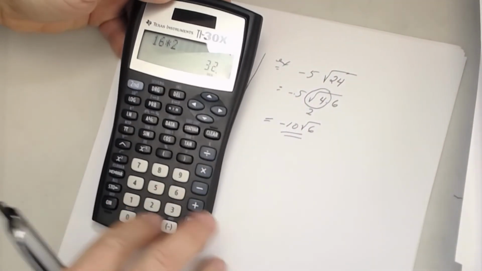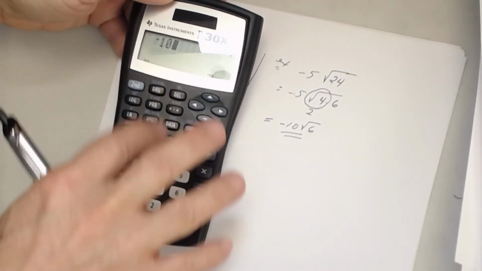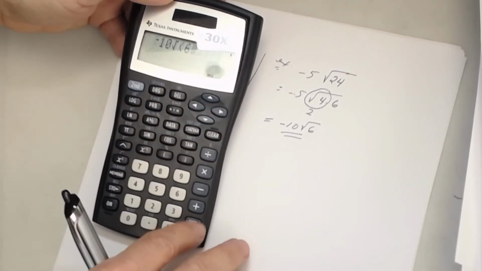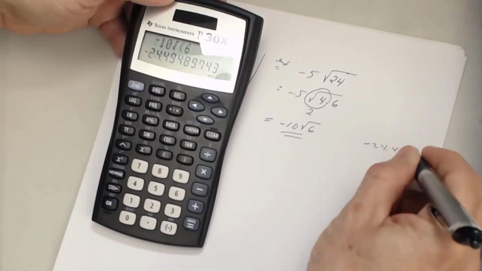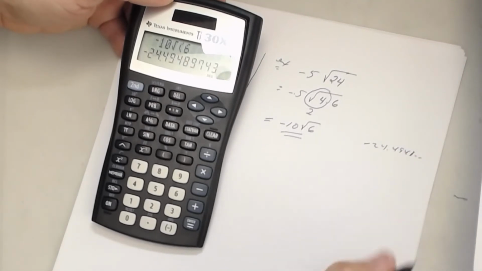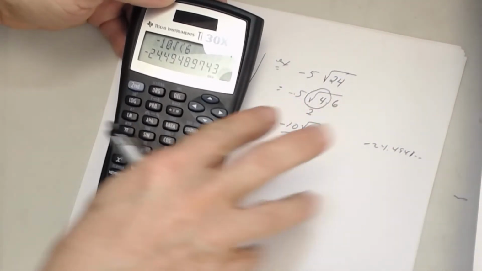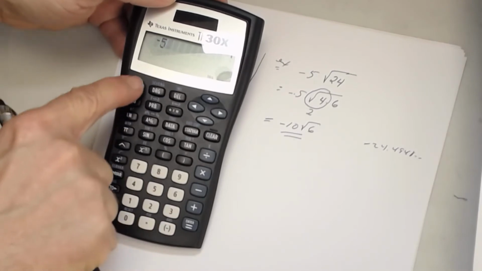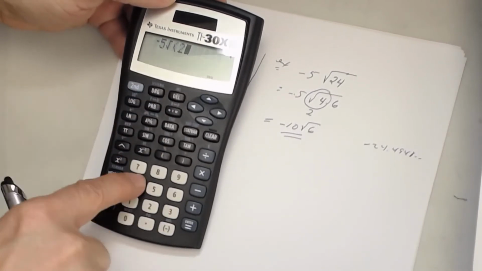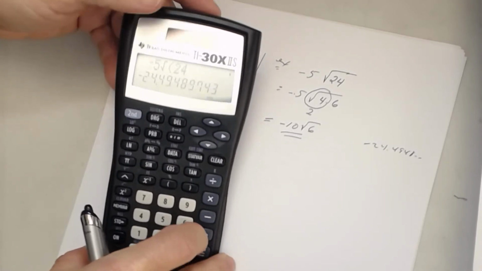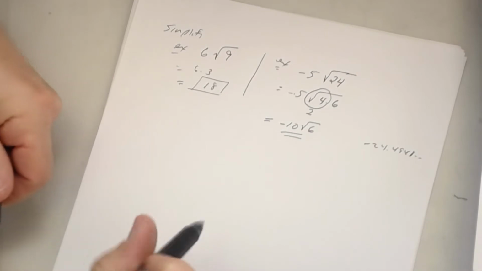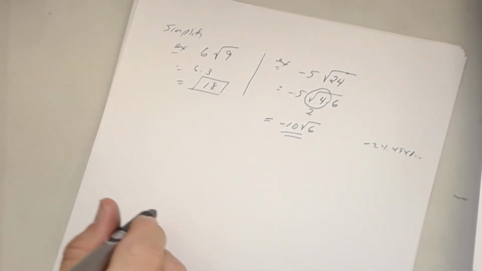And if you want to check, although you're going to have to remember that decimal part, you're going to say negative 10 square root 6 equals, so that's like negative 24.4948 and so on, right? Let's find out what negative 5 square root of 24 is. So negative 5 square root 24, and notice you get the same thing. Okay? Right. Let's look at this.